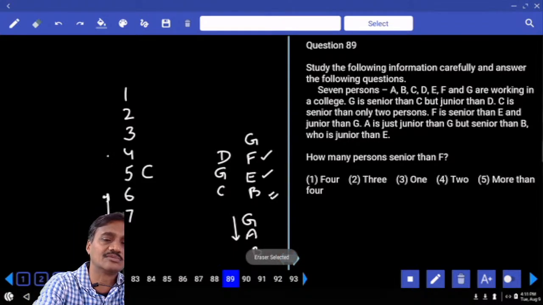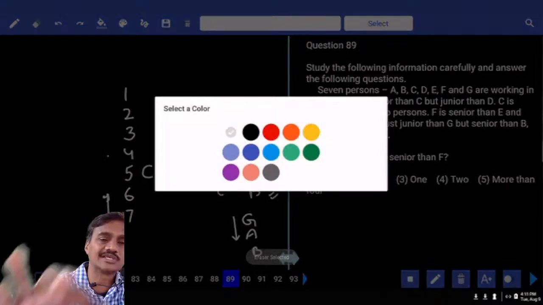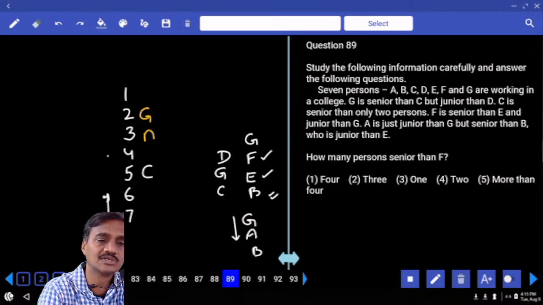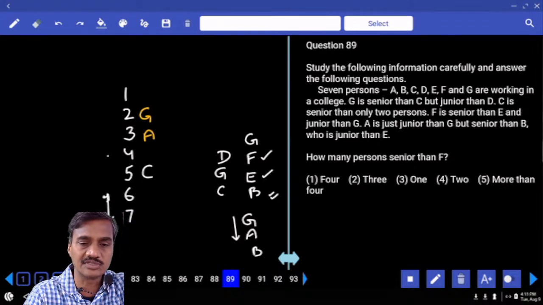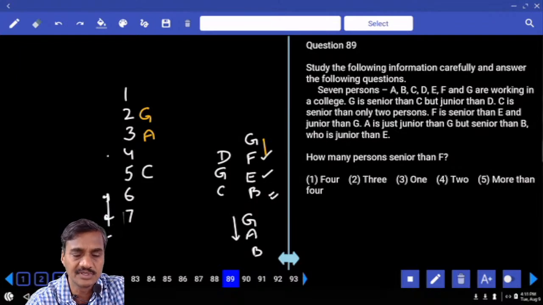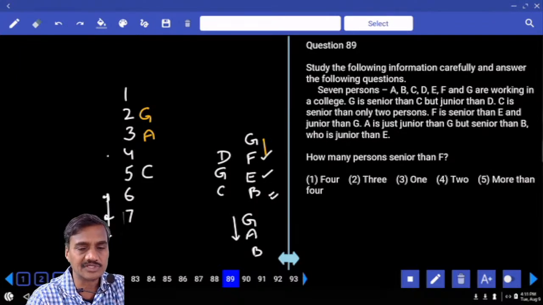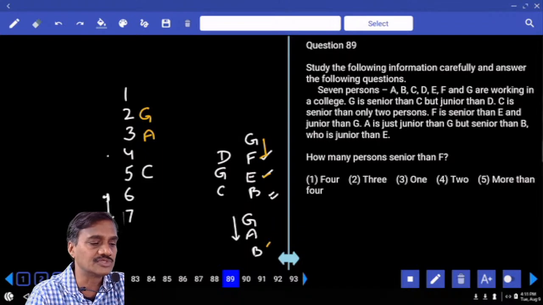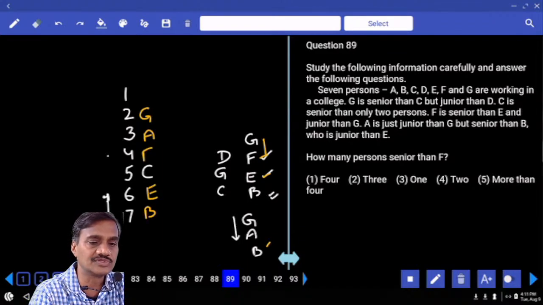Hence G at the second place. Now if G is at the second place, then G is here. Then who is the next one here? A is here, G and A. And next F and E. G and A were together. Then next one F, E and B. Now this F and E are above this B. And where should this be? B is here, E is here, F is here. And who is the person left over? D is the person.